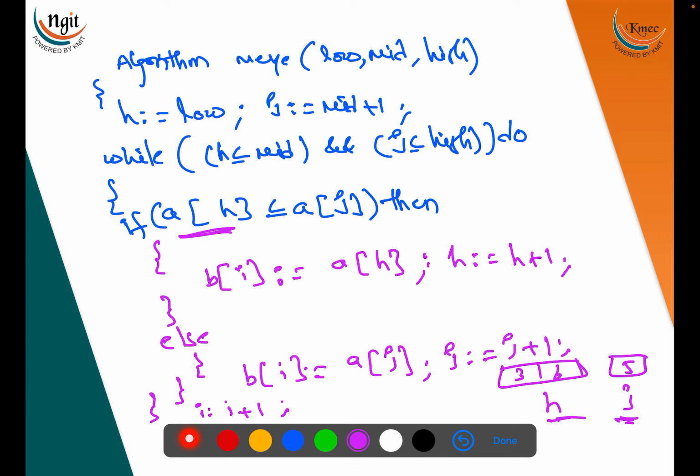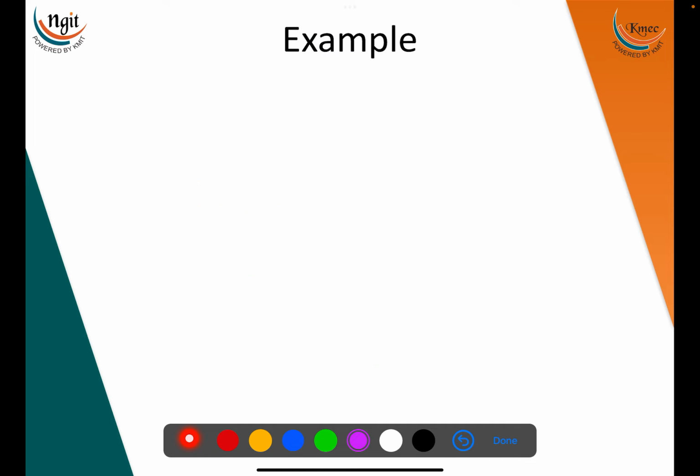Now the important thing is what? H less than or equal to mid is one of the cases. The other case is H greater than mid. In that case, when the H value goes beyond mid, H is greater than the mid, and the remaining values have to be placed directly.